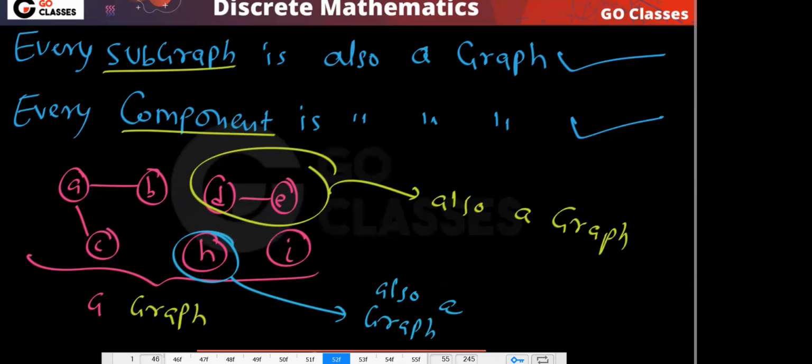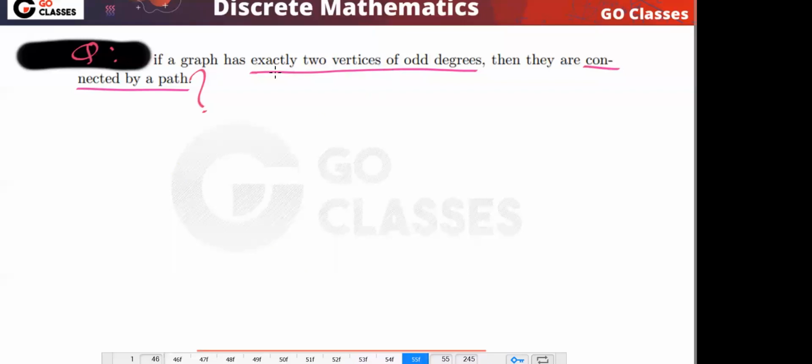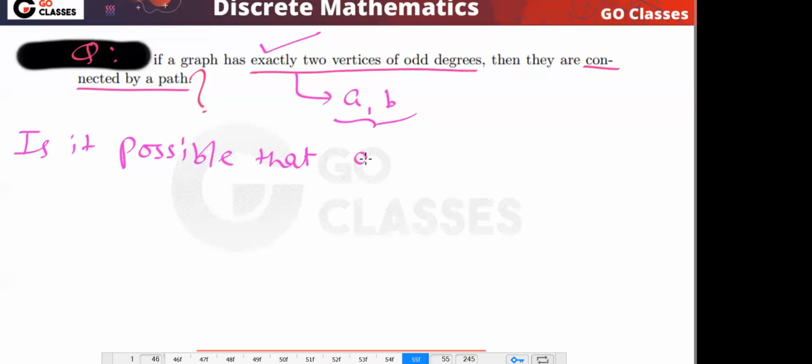Very simple thing. Now tell me, what do you think? If you have exactly 2 vertices of odd degree, can they be present in different components? Let's assume you have exactly 2, not more than 2, not less than 2. Let's assume you have A comma B. Is it possible that A comma B are in different components, because there are exactly two vertices? Only these are the odd degree vertices. There is no other odd degree vertex.